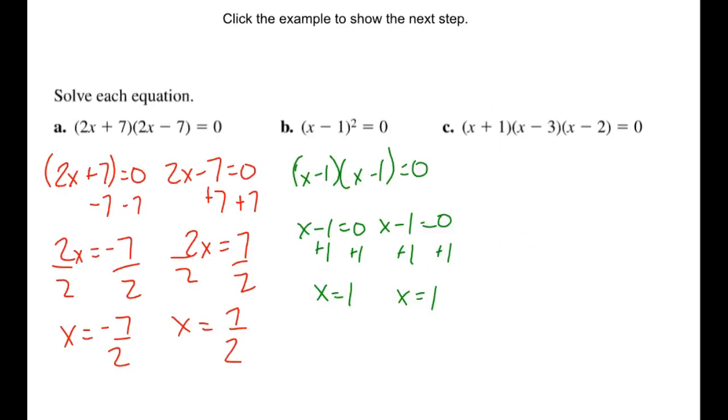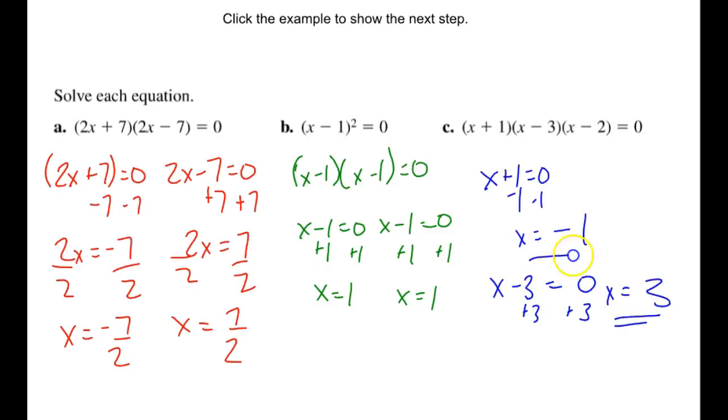So now let's look at part C, right? So I see I have 3 things that I'm multiplying by to get 0. This zero product property still works here. So I'm going to set the first thing equal to 0 and solve for x. So x equals -1. That's my first solution. So now I'm going to set the second thing that I have equal to 0. Add 3, so x equals 3.